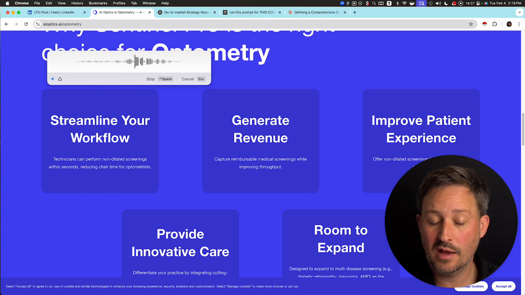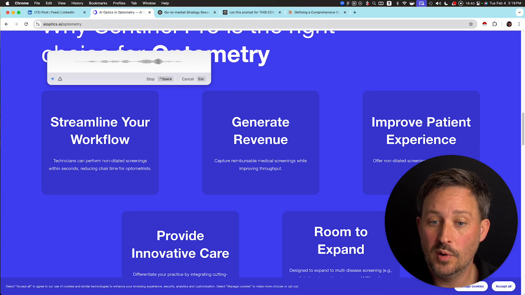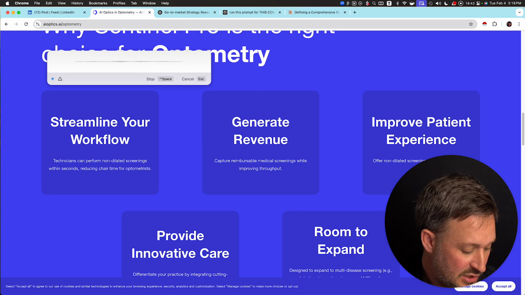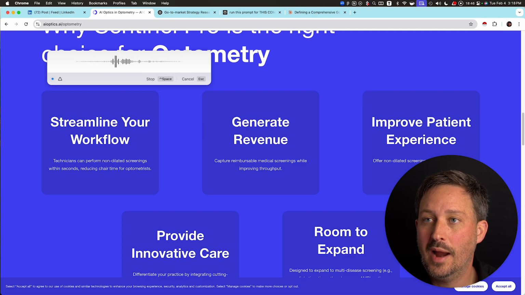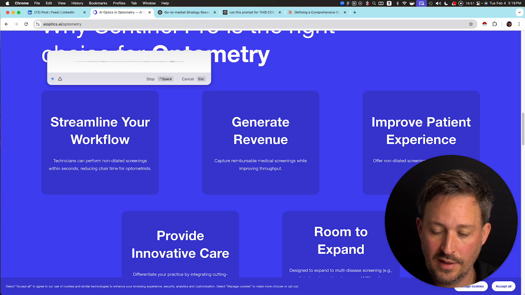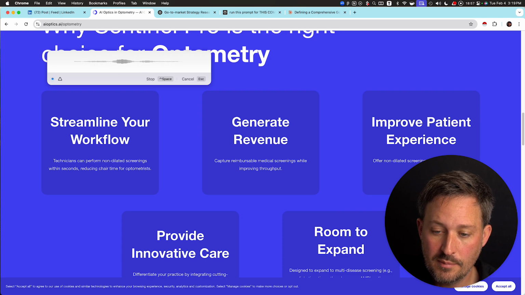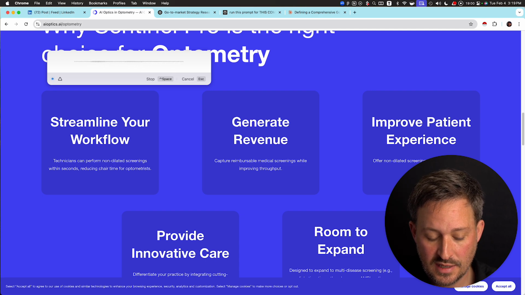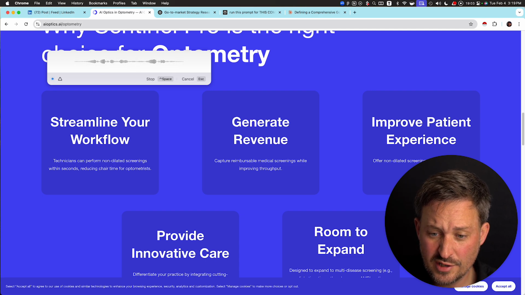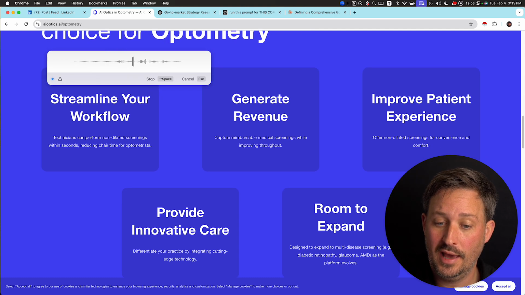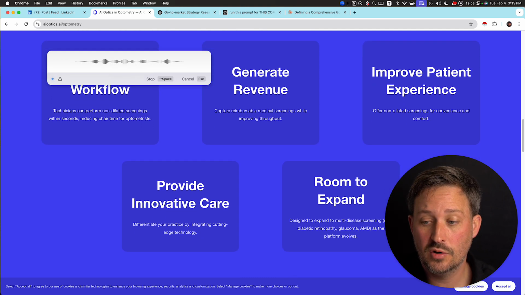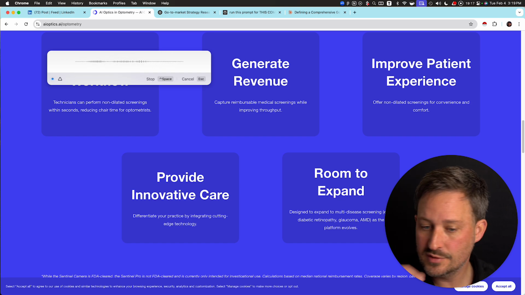So that value prop is, how can we find optometrists that are overbooked with data? Reviews might say it took forever to see the optometrist, or perhaps they might say not taking new patients, or long wait times, something like that. Generate revenue, so reimbursable medical screenings while improving throughput. We might care about this because if they take certain types of insurance, how can they capture stuff easily without adding more time for the optometrist? Patient experience, so offer non-dilated screenings for convenience and comfort. So where are people complaining about the dilation? You might look in Google reviews or other review sites.